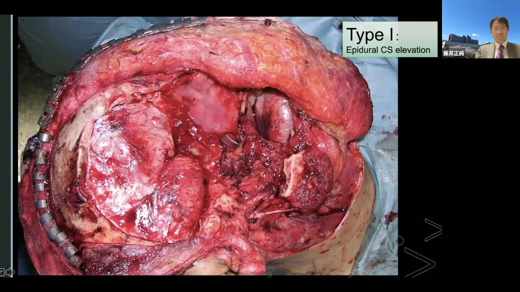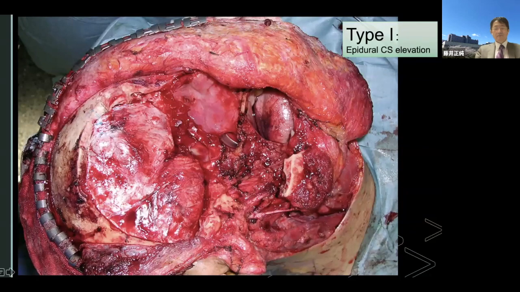So you can see the brain covered with dura mater. And here the nasal cavity is exposed. This is actually the mucosa of the nasal septum. And here you can see the wide area of the maxilla and the anterolateral skull base is already removed.